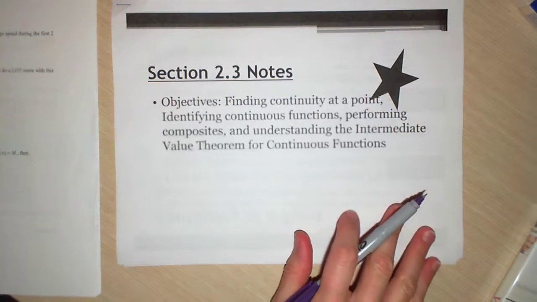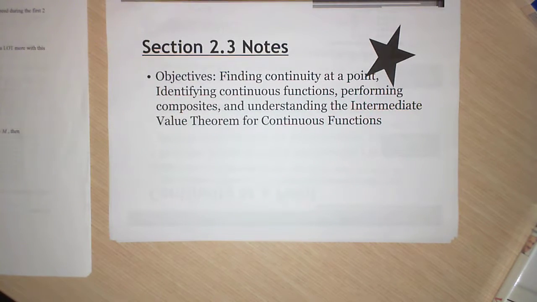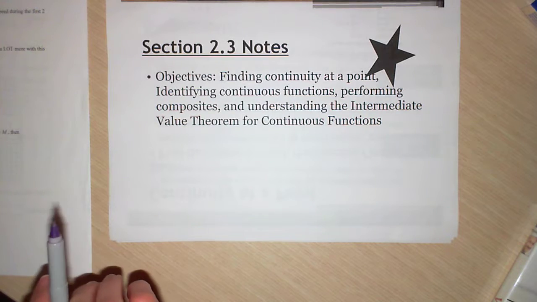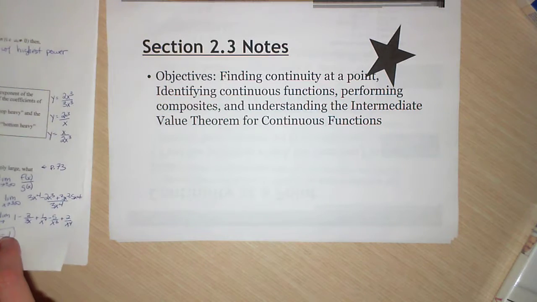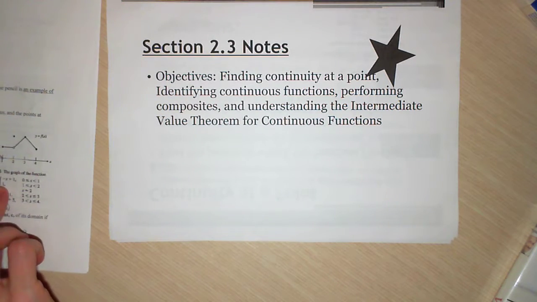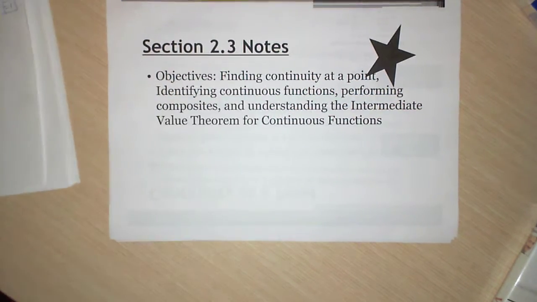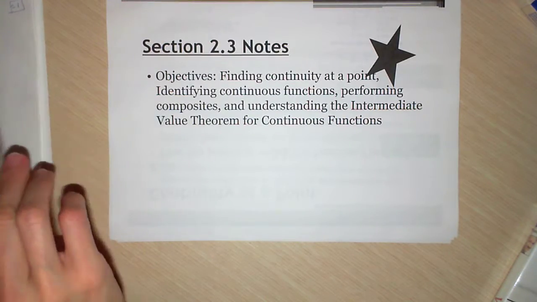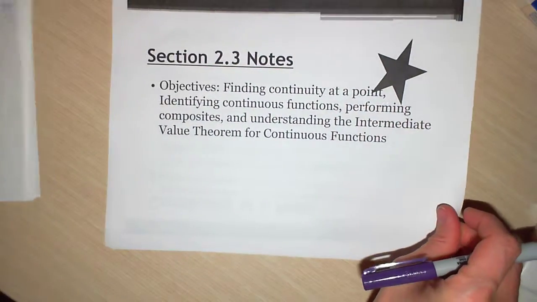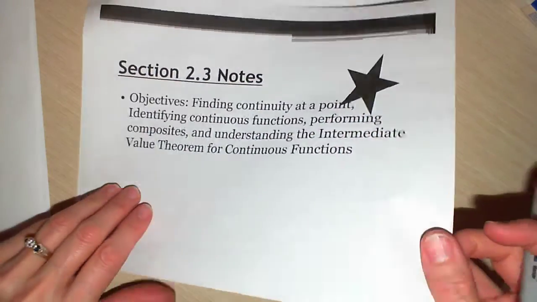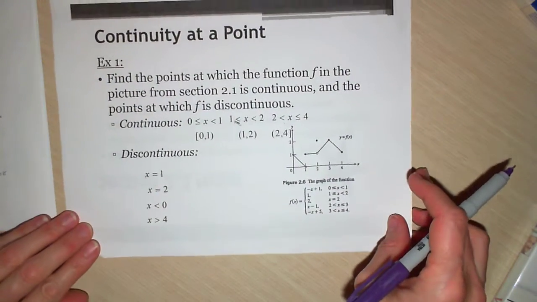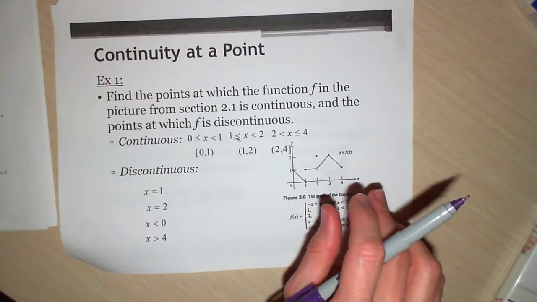Okay, this is going to be notes for section 2.3, which is continuity. In your notes, 2.3 starts on the bottom of page 8, and these learning objectives are there, so I'll let you read through those on your own. And then over on page 9 is where we start talking about continuity at a point. Okay? And we start with example 1.